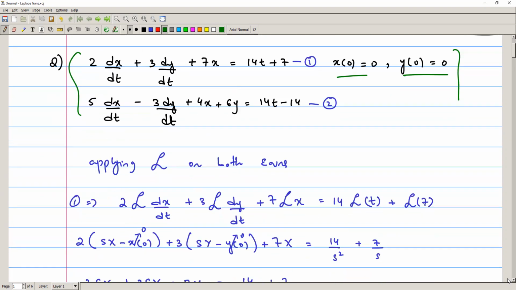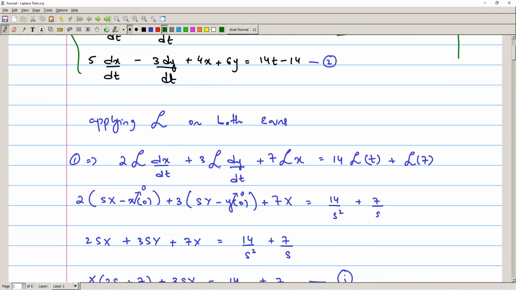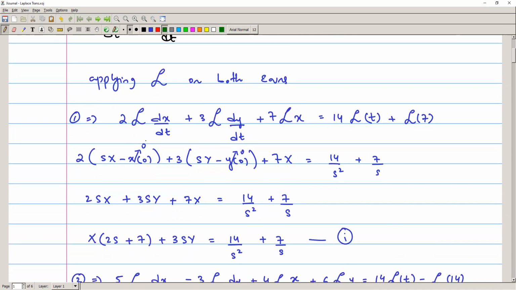So now what we are going to do is apply the Laplace transform on both equations. Let's take equation number 1 and apply the Laplace transform, right? So 2 times Laplace of dx over dt plus 3 times Laplace of dy over dt plus 7 times Laplace of x is equal to 14 Laplace of t plus Laplace of 7.